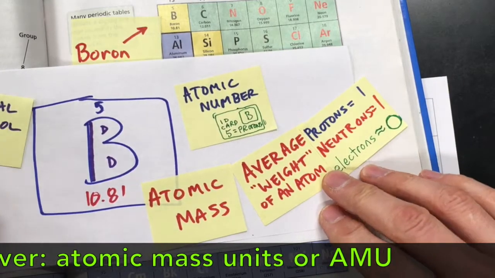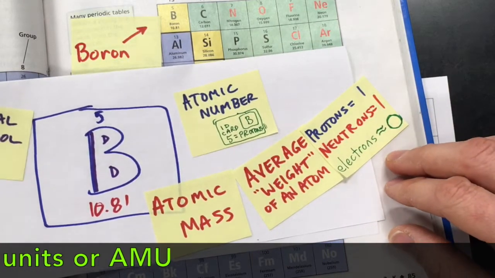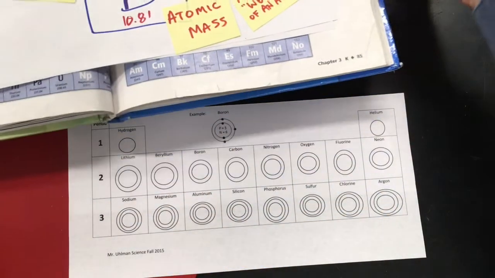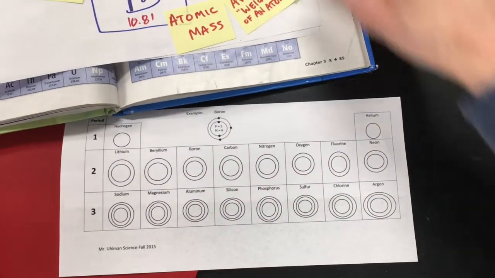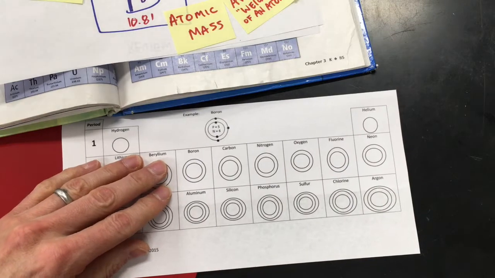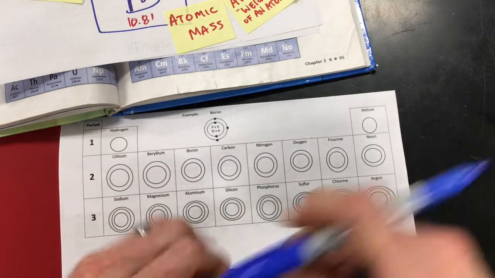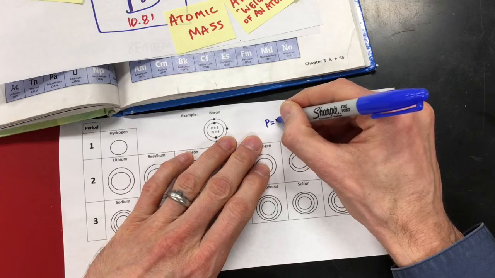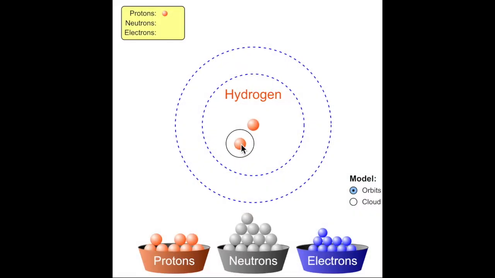Okay, so now we're going to go ahead and build a boron atom and look at what the electrons are doing. So if we look right down here on this paper, we see a boron has been built for us. We're going to put P equals 5 protons.